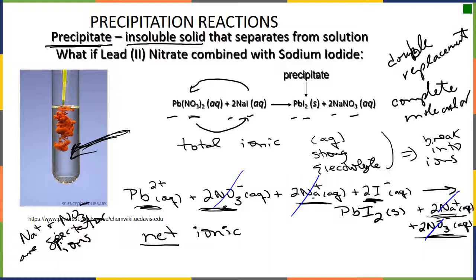That's your net. So in this case, our net ionic is lead 2 plus 2 iodides goes into lead iodide as a solid. The sodium and the nitrate aren't doing anything.